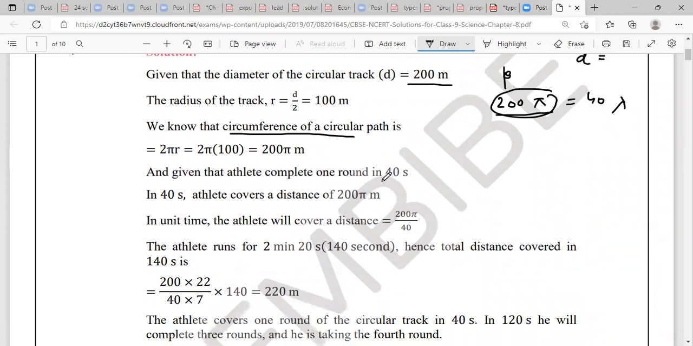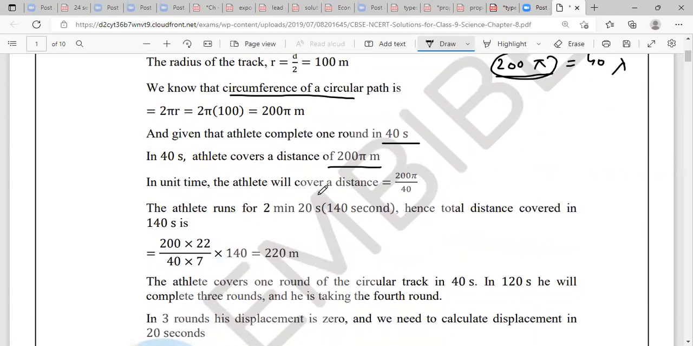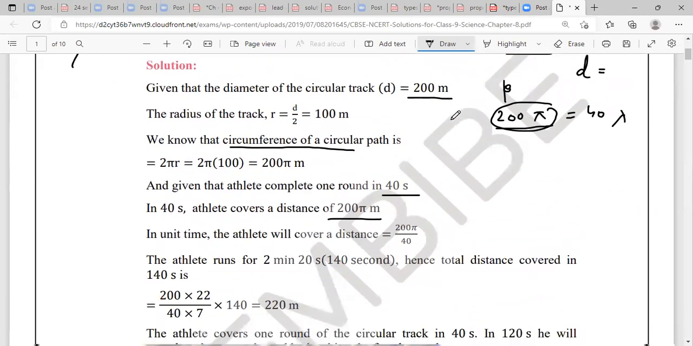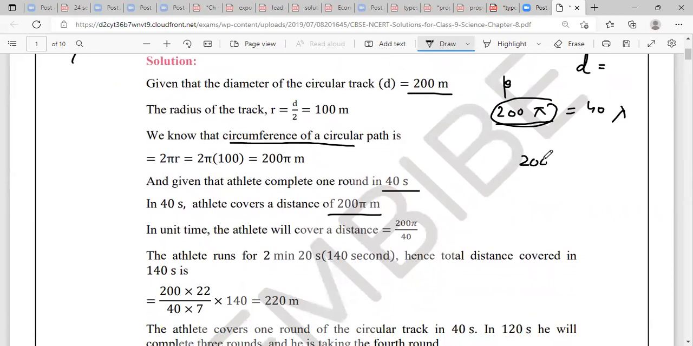In 40 seconds, the athlete was covering 200 pi meters. Now in one unit of time, how much will he cover? Of course, 200 pi divided by 40. Distance upon time is speed. Yes or no? Yes, ma'am. Speed equals distance upon time. So this is your distance and this is your time.